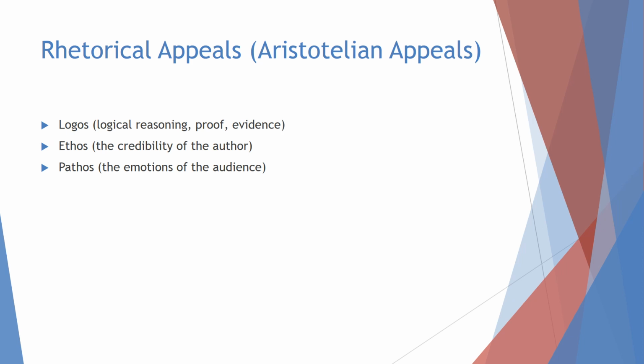So here are the rhetorical appeals I was talking about, also called the Aristotelian appeals because they were invented by the Greek philosopher Aristotle. Logos, which is logical reasoning. I'm using proof, what I'm saying makes sense, and I have evidence to support it. So using evidence. Ethos is the credibility of the author. So the author has the knowledge and experience to talk about this topic. And pathos is the emotions of the audience. So the author is aware of the audience's emotions and appeals to what the audience thinks, feels, and needs.